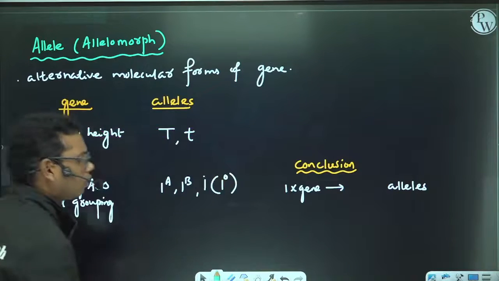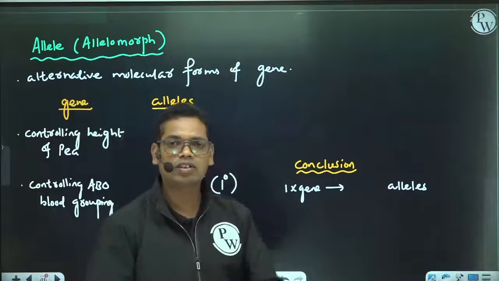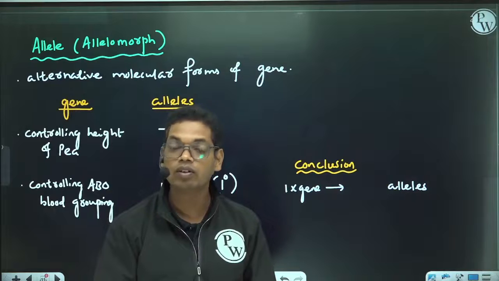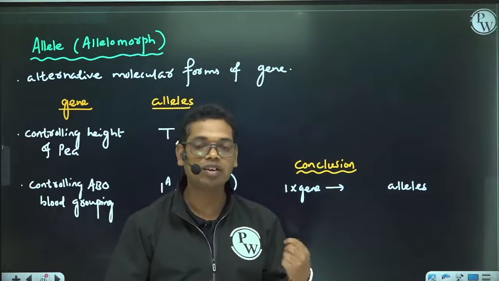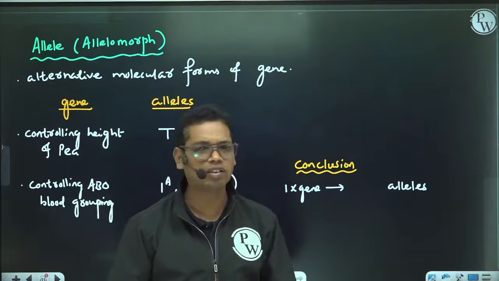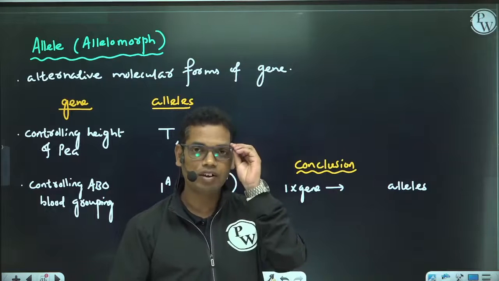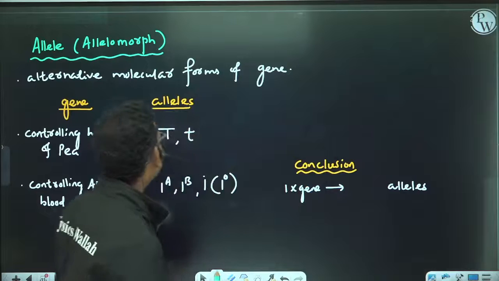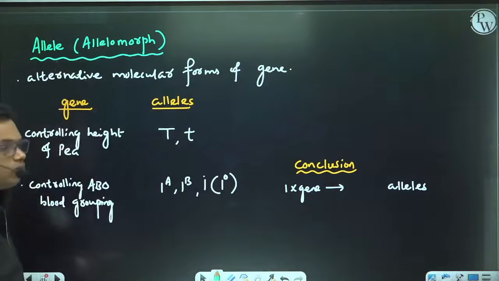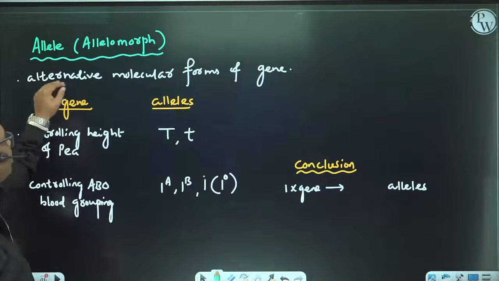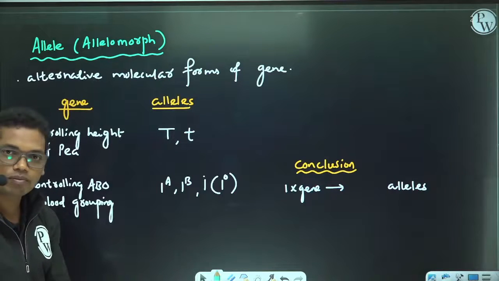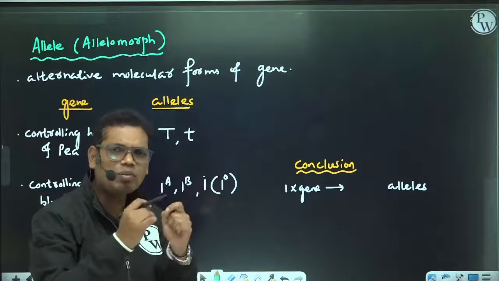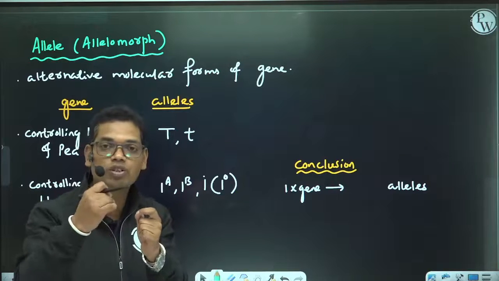Now, just like character, this gene also has different forms. The different or alternative forms of character are called traits, and the different or alternative forms of gene are called allelomorphs. In short, we call allelomorphs alleles. Alleles are nothing but the different molecular forms of gene. So when I say different molecular forms of gene, that means there will be some differences in the base pair sequence in the DNA.